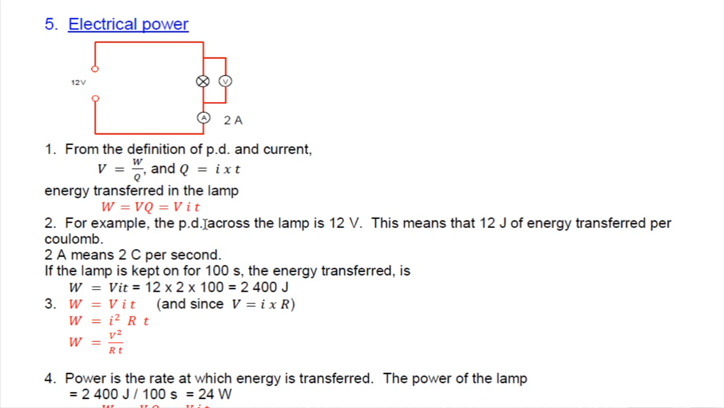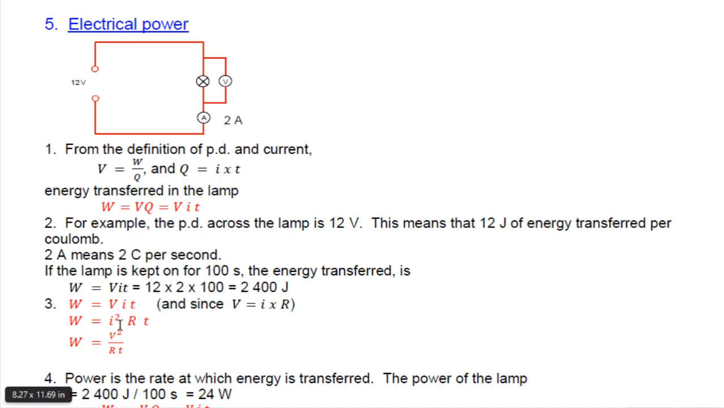For example, the PD across the lamp is 12 volts. This means that 12 joules of energy are transferred per coulomb. So 12 joules are being transferred per coulomb in the circuit. So 2 amps means 2 coulombs per second. Remember, current is equal to charge over time, so 2 coulombs per second are passing through there. The lamp is kept on for 100 seconds, and the energy transferred is equal to VIT, which is 12 times 2 times 100, 2400 joules.